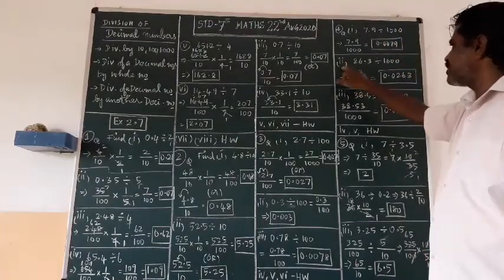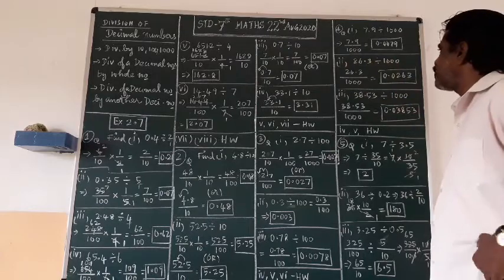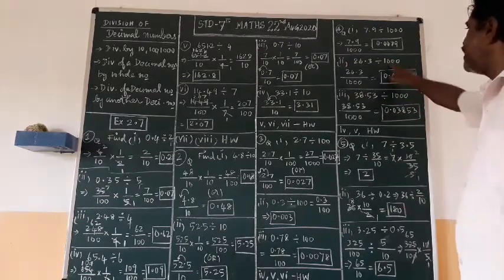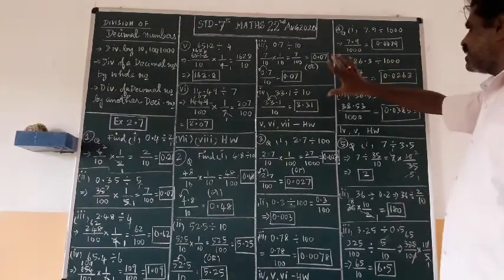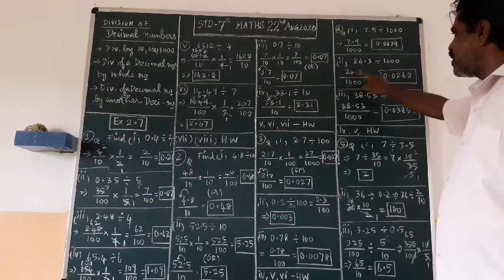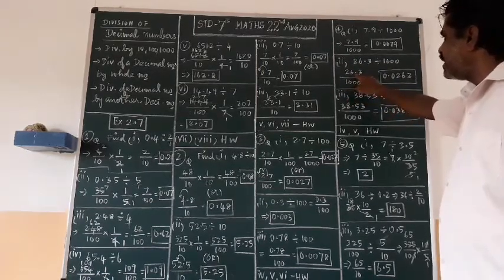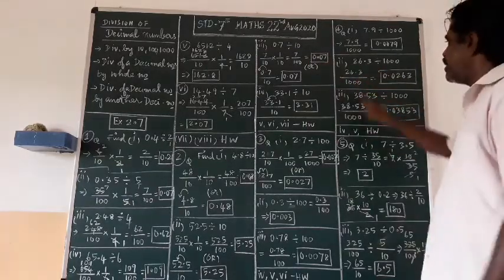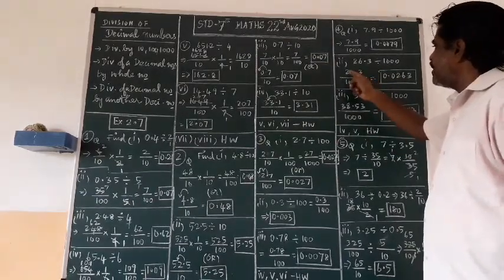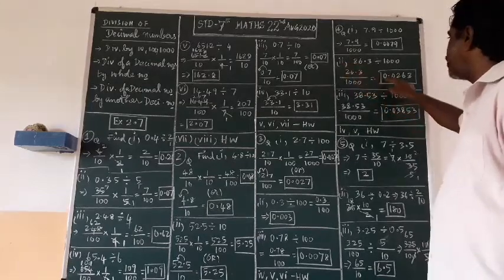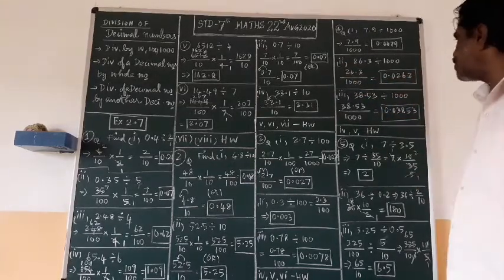So second problem of the same method I have done. 26.3 division of 1000. Direct division method I have done. 26.3 upon 1000. 3 digit you have to move. 1 is there. Here already decimal is there. Move the decimal 3 digit. 1 is there. 2 is there. Then add 1 0 put the point. So 0.0263. That is your answer.